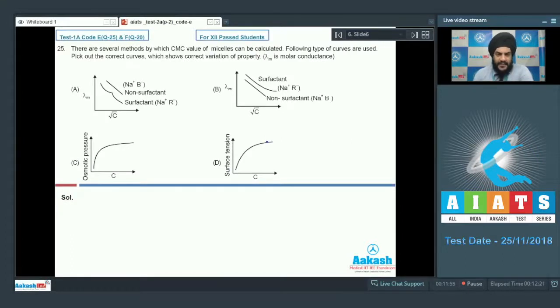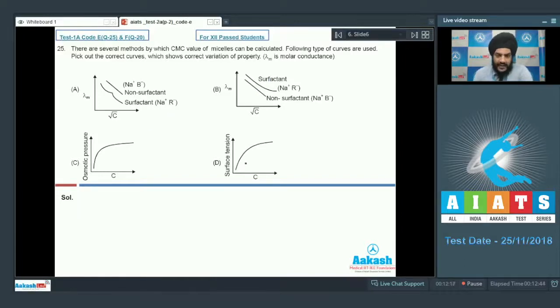There are several methods by which CMC value of micelles can be calculated. Following types of curves are used. Pick out the correct curves which shows the correct variation of property. So in the first two graphs, we have lambda m values, and in the third we have osmotic pressure, and in the fourth we have the surface tension.